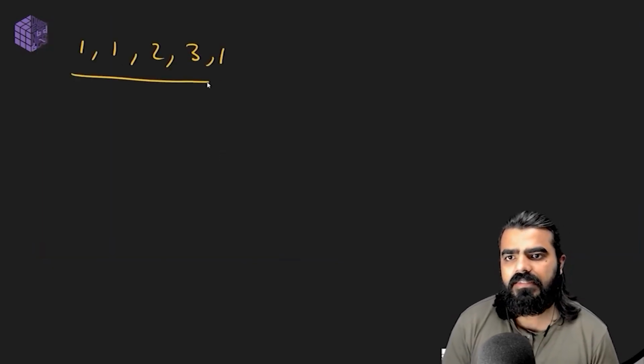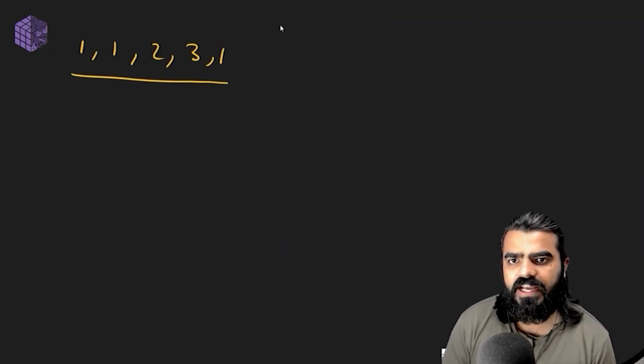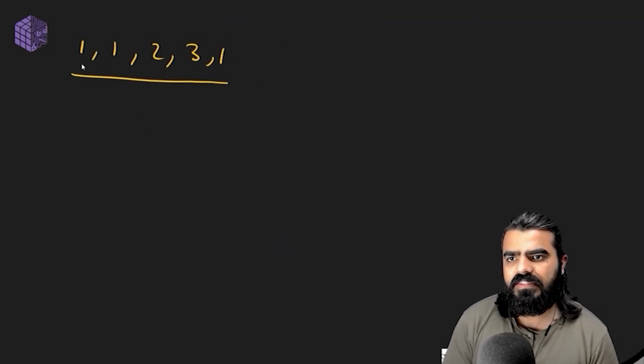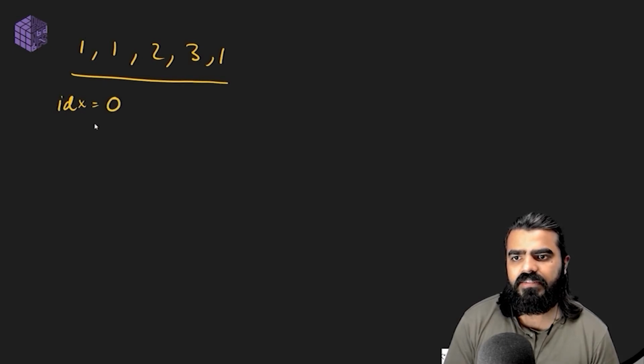Alright, let's take this as the example. So we have 5 elements over here, and we'll initialize this as the current contender. We'll store the index of this current contender in some variable. So let's say IDX is equal to 0 and count is equal to 1, because currently it has appeared only one time.